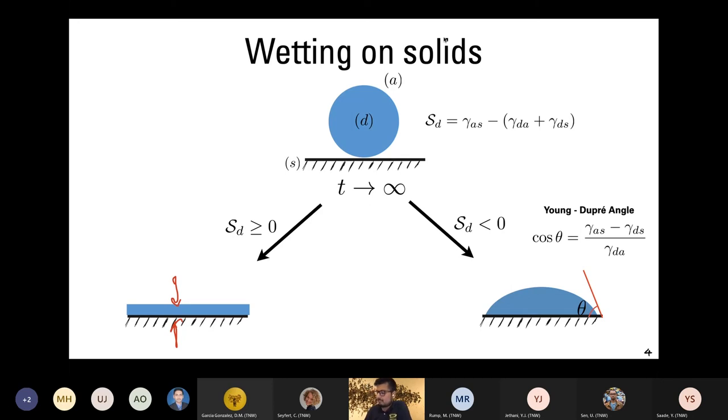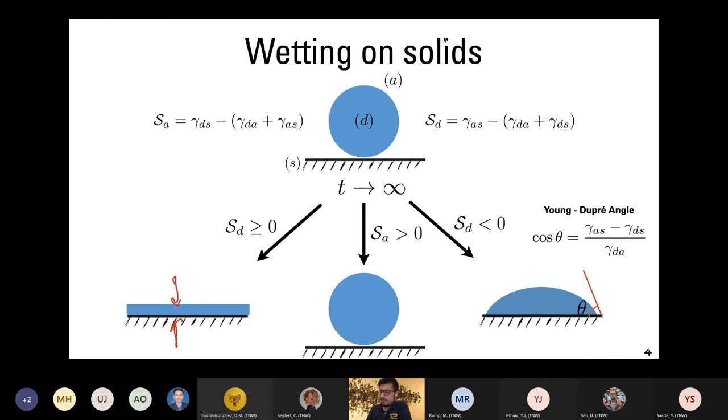Just to complete the picture, we can also define a spreading coefficient for air, because these are just three different media. If that is positive, then air would like to spread everywhere, so it would like to have an interface with the drop as well as with the substrate. If there is no gravity, then you get something like this, which is what experimentalists know as a superhydrophobic substrate. So this is what happens for wetting on solids. Mind that I'm talking about what happens at t tends to infinity.